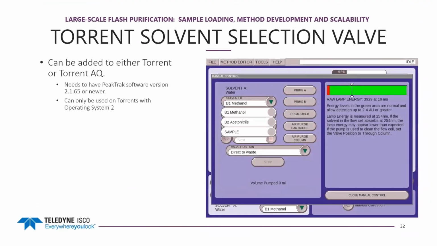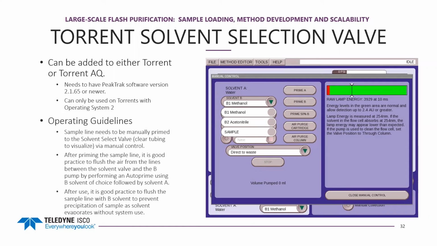And finally, some other considerations. Things that you'll notice with the solvent selection valve is the manual control features are different. You can add the solvent selection valve to any existing Torrent as long as it has operating system 2. And then you would also need to update PeakTrack to version 2.165 or newer. Some operating guidelines when you're using the solvent selection valve: you'll need to use manual control to prime the sample line to the solvent selection valve. This has clear tubing so you can visualize the sample up to the valve.